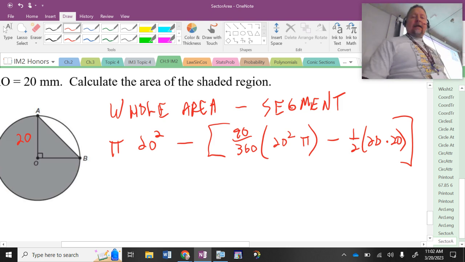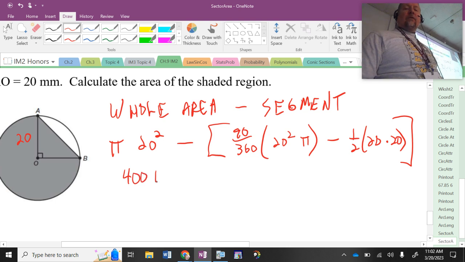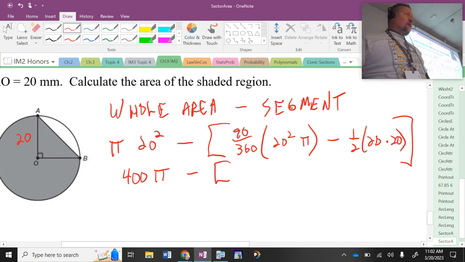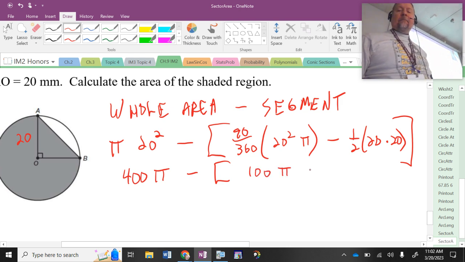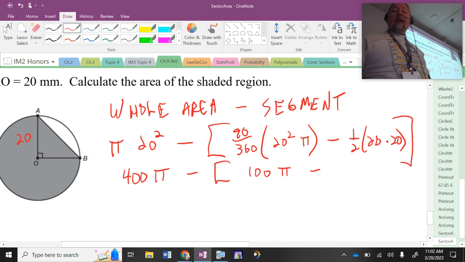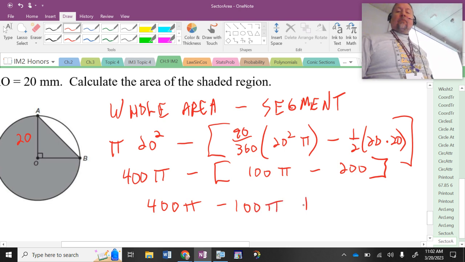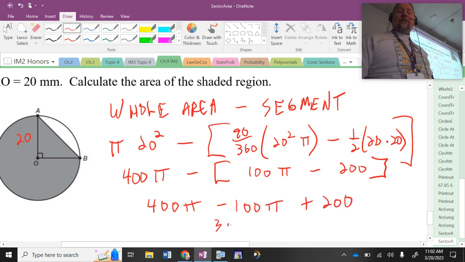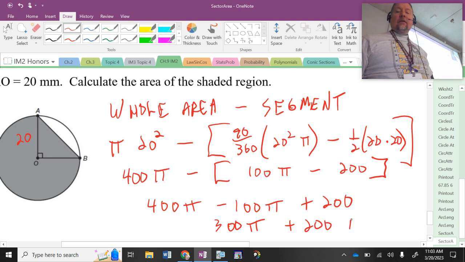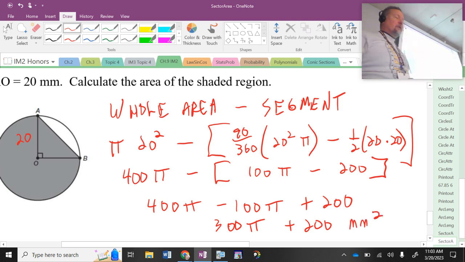Good times. I think I can actually get this one. 20 squared is 400 minus, keep this in brackets for a second, 1/4 of 400, right? 90/360ths is 1 hundo. So that's easy. And then 20 times 20 is 400, half of that is 2 hundo, right? Now, all I have to do is distribute: 400 pi minus 100 pi plus 200. This is 300 pi plus 200. Cannot add those together. Millimeters squared. All right. And that'll be it.